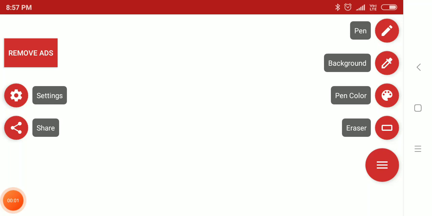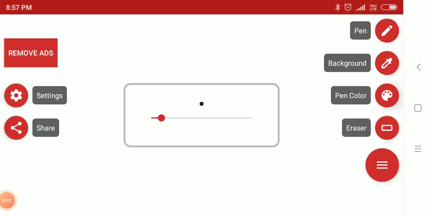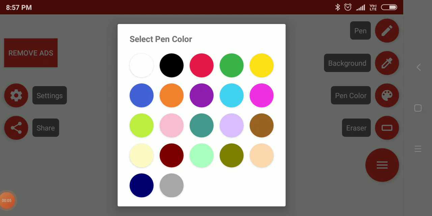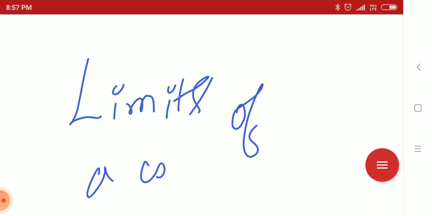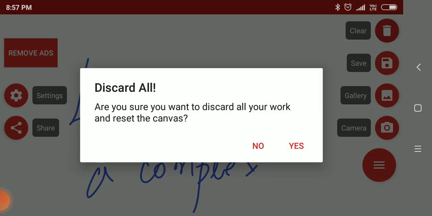Friends, today I'm going to discuss a very important thing, that is limits of a complex function. How to determine the limits of a complex function? Before discussing this, you all should know about the limit of a real function.